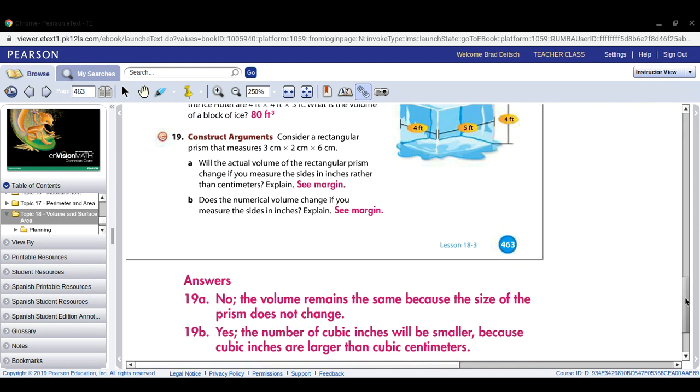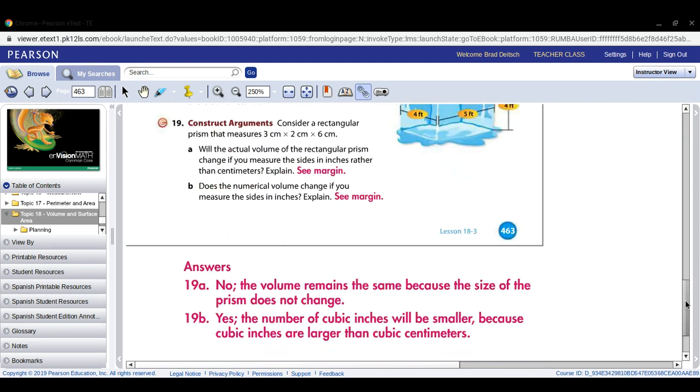All right, so consider a rectangular prism measured 3 by 2 by 6. Will the actual volume of the rectangular prism change if the sides are measured in inches rather than centimeters? If you think about it, the answer is no. The numbers will look different because the units are different, but the volume, it's still the same size. It's not changing the size because you change the unit.